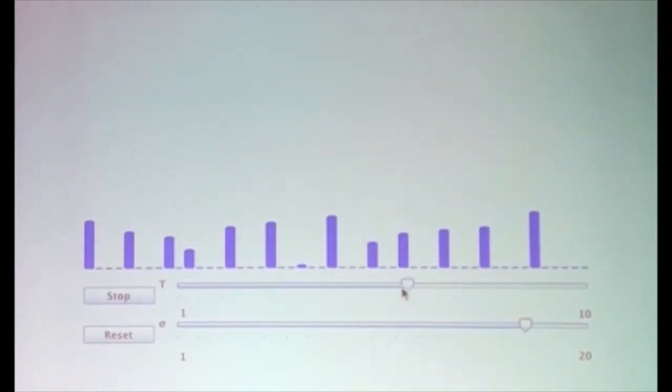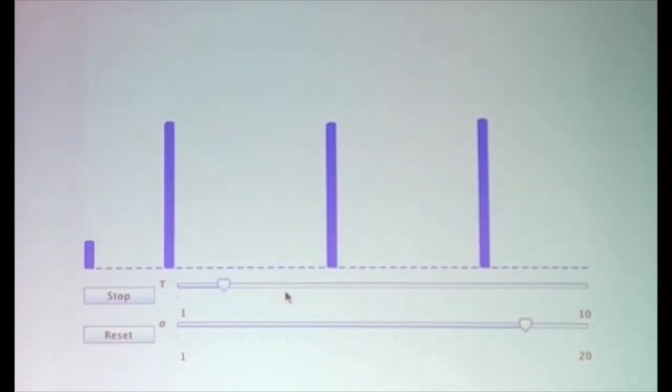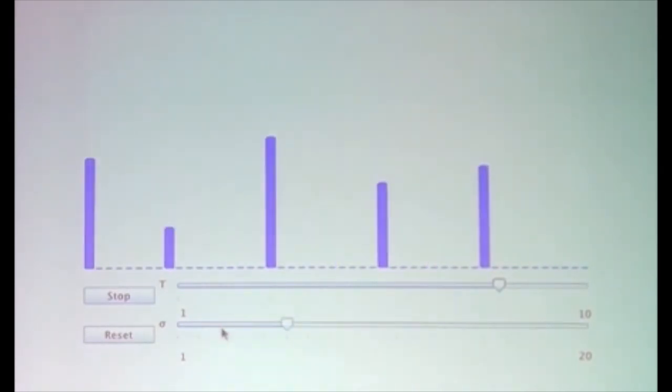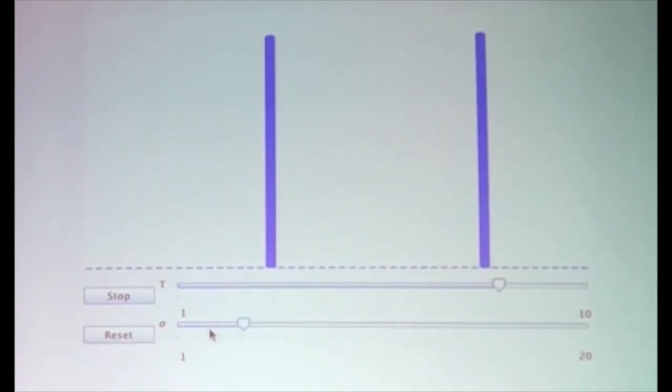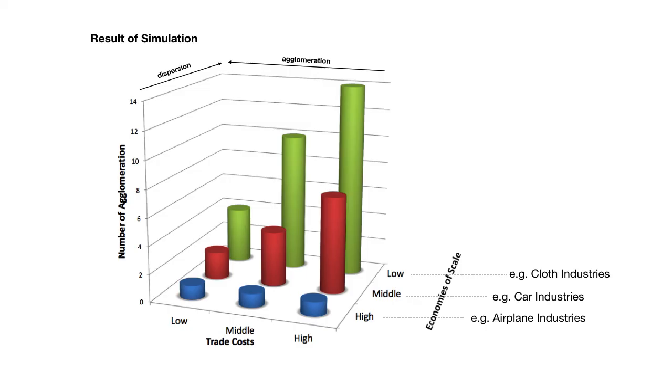As you can see, as you set lower transportation cost, people tend to agglomerate in fewer cities. Then when you set a higher effect of economy of scale, people also tend to agglomerate in fewer cities. The simulation organizer tried millions of times to simulate and led to these results in the bar chart below.